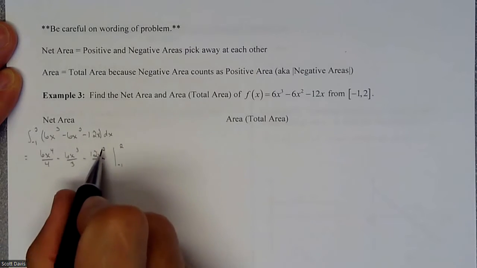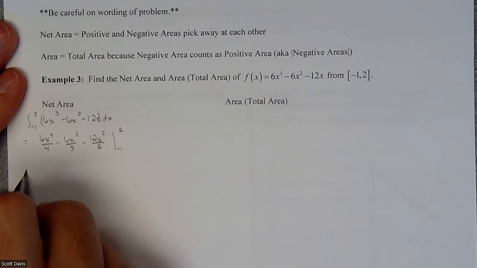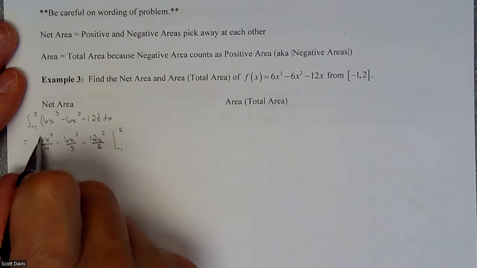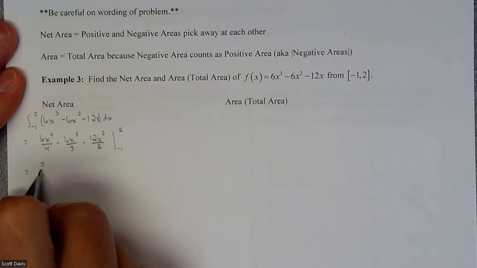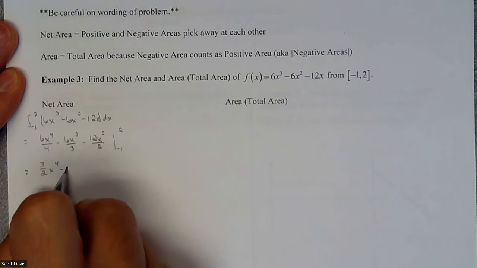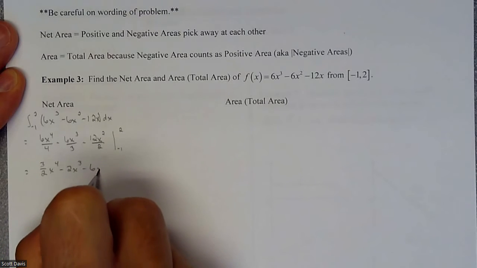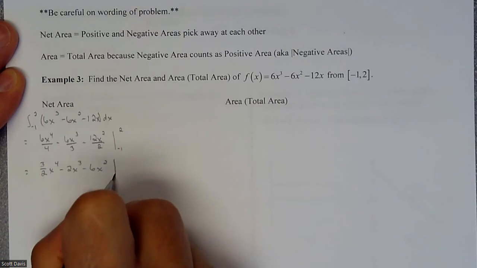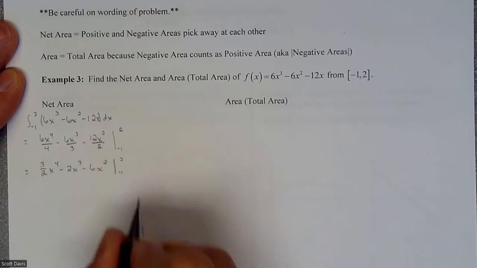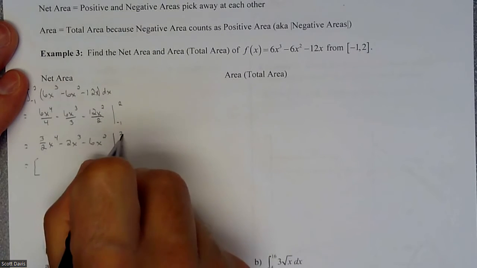So let's clean this up. Then we can plug in -1 and figure out what our areas are. So here we are going to get a 3/2 x to the 4th minus a 2x cubed minus a 6x squared, -1 to 2. All right, so the math is we are going to plug in 2 into this.